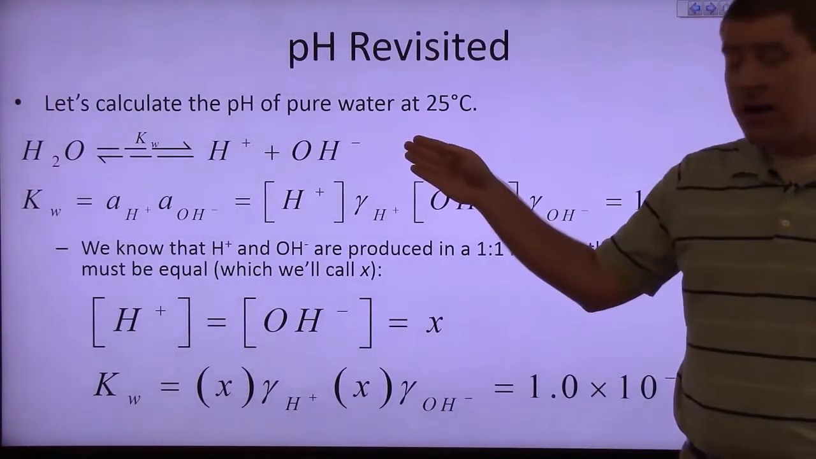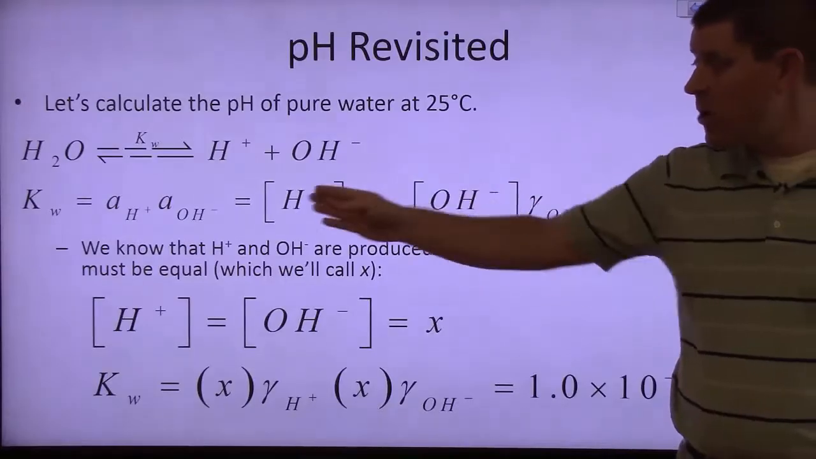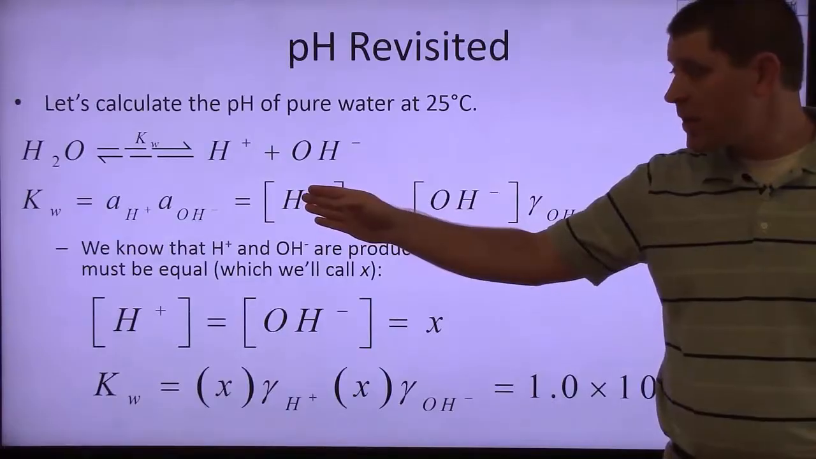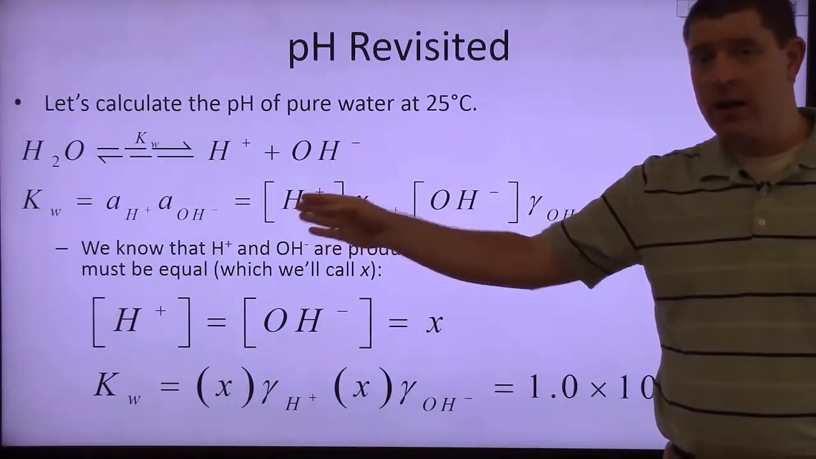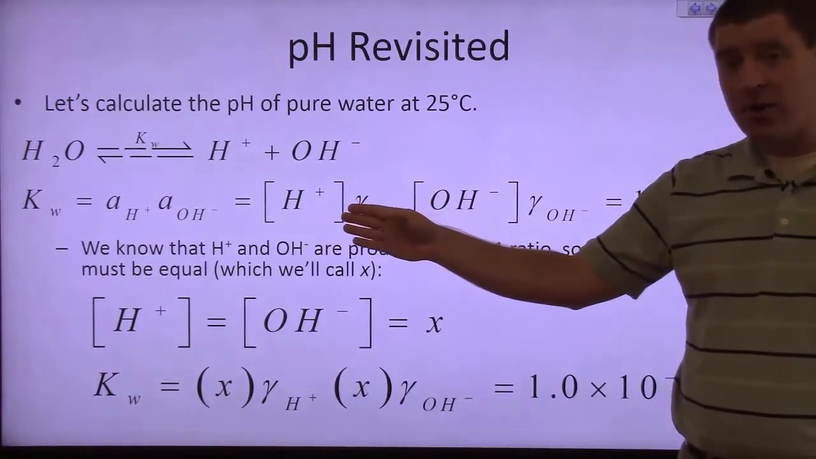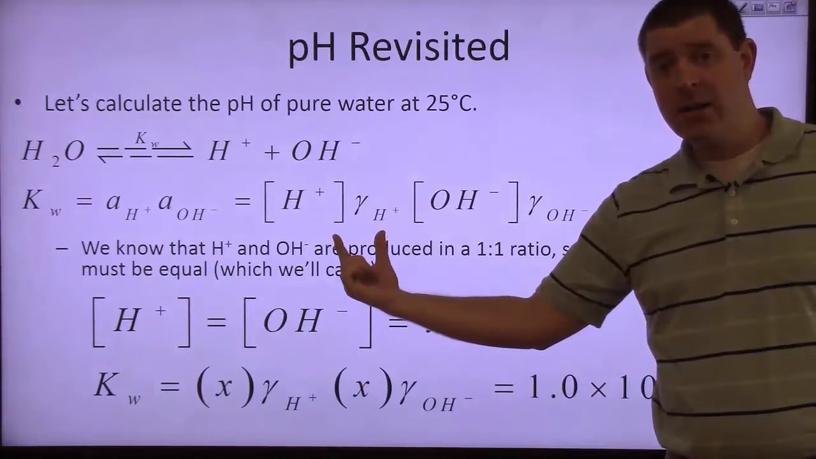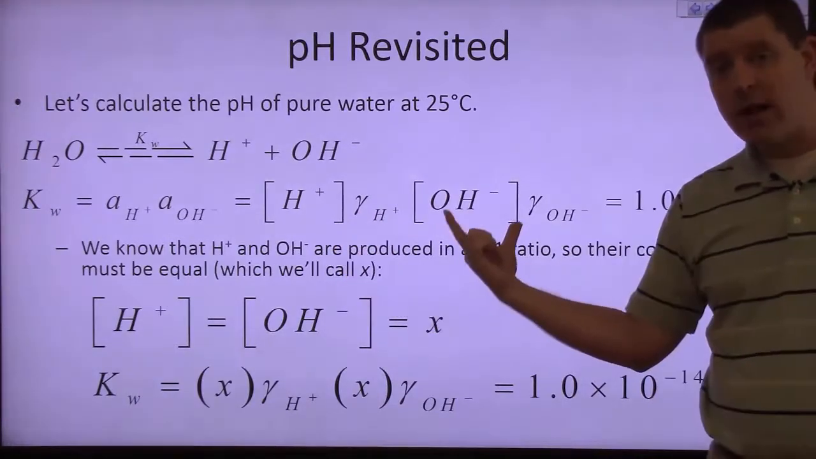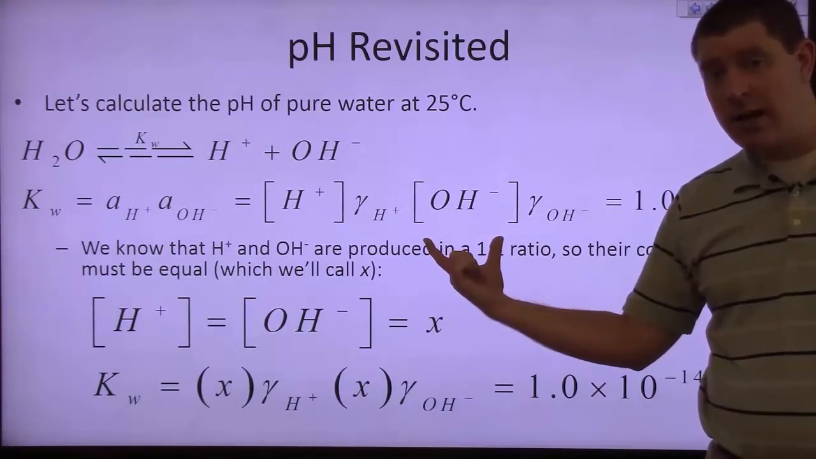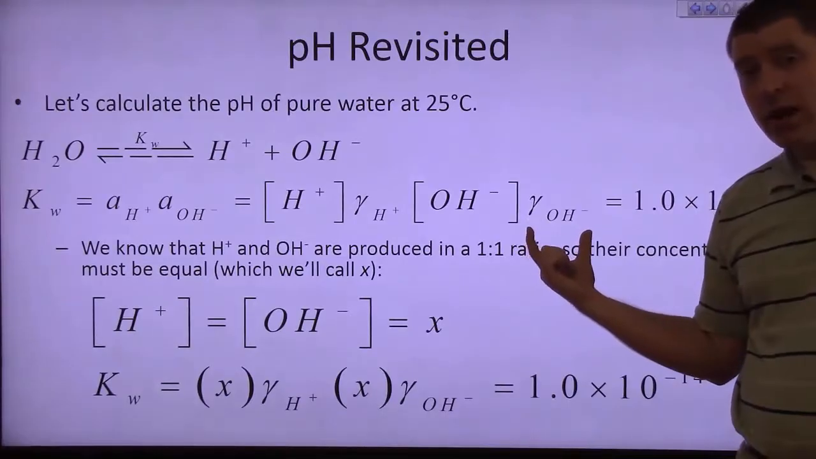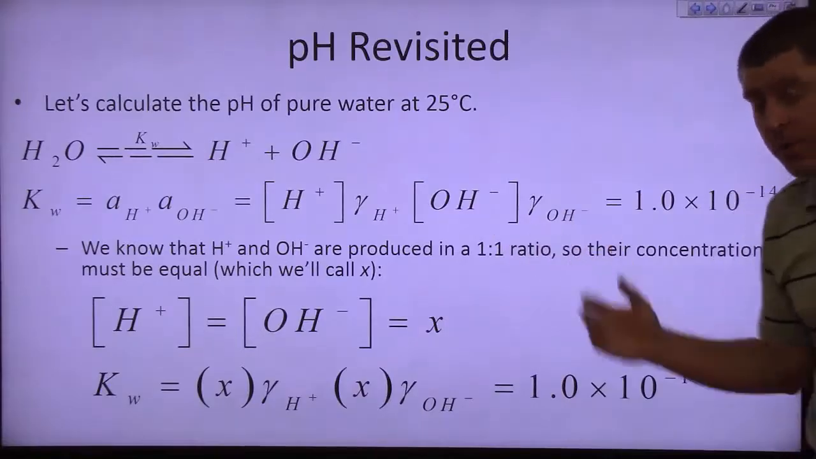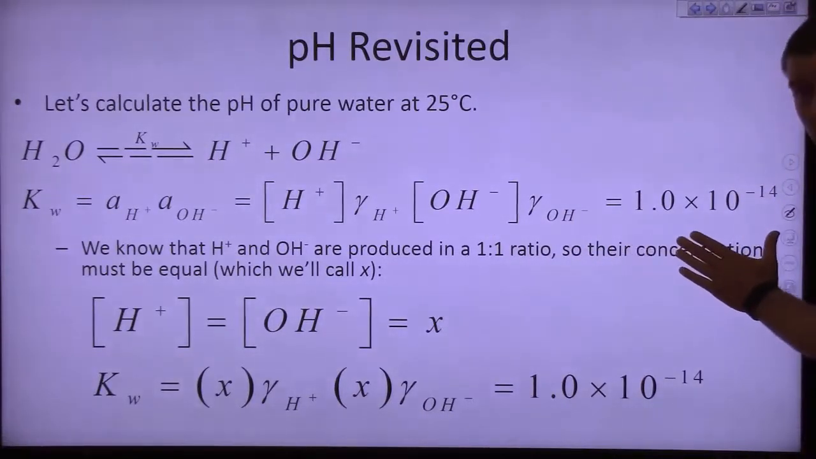We know we've got our autoionization of water. We know that Kw is then equal to the activity of hydrogen ion times the activity of the hydroxide ion, which we can then write as the concentration of hydrogen ion times the activity coefficient for hydrogen ion times the concentration of hydroxide ion times the activity coefficient for the hydroxide ion. And we know that Kw has a value of 1.0 times 10 to the minus 14.